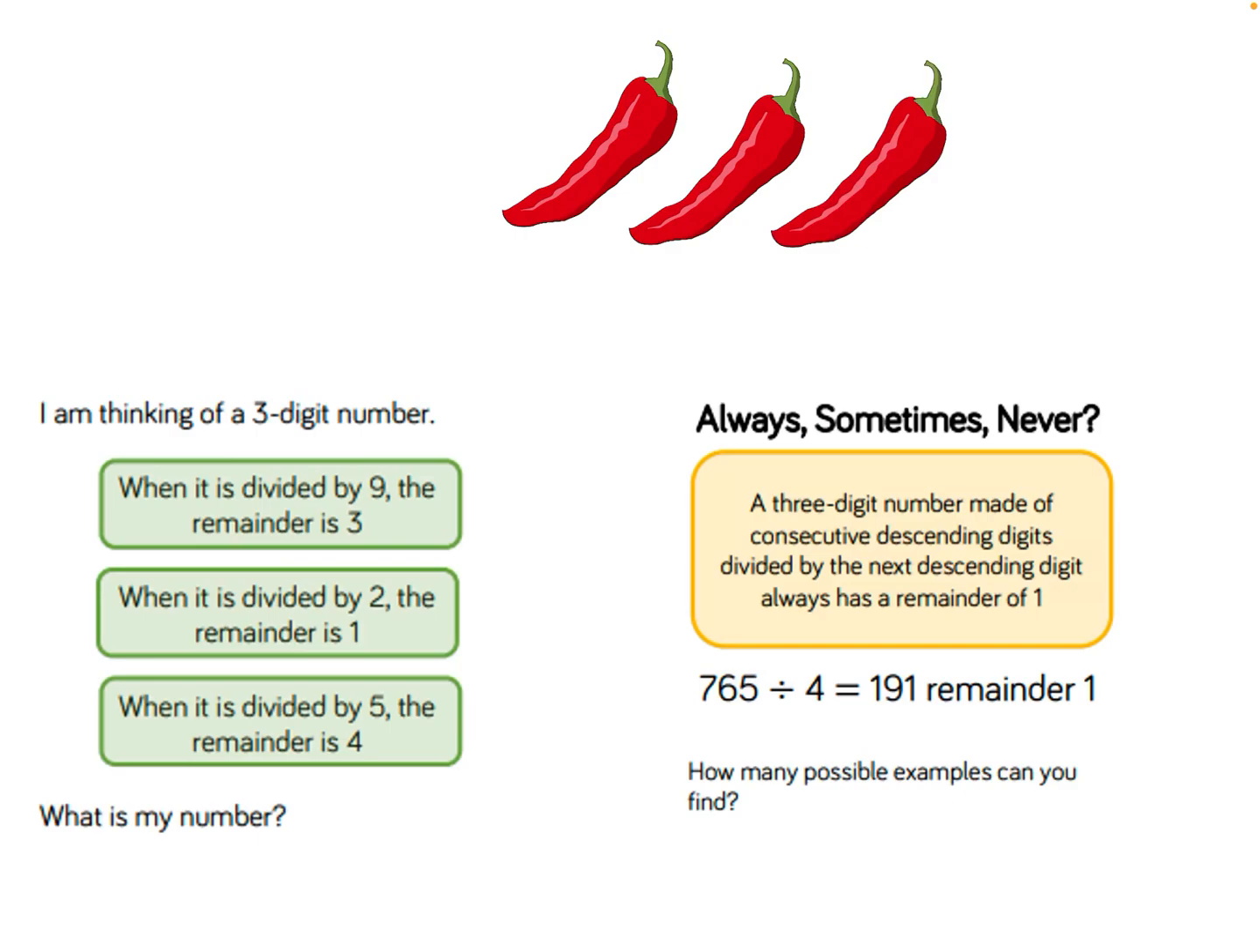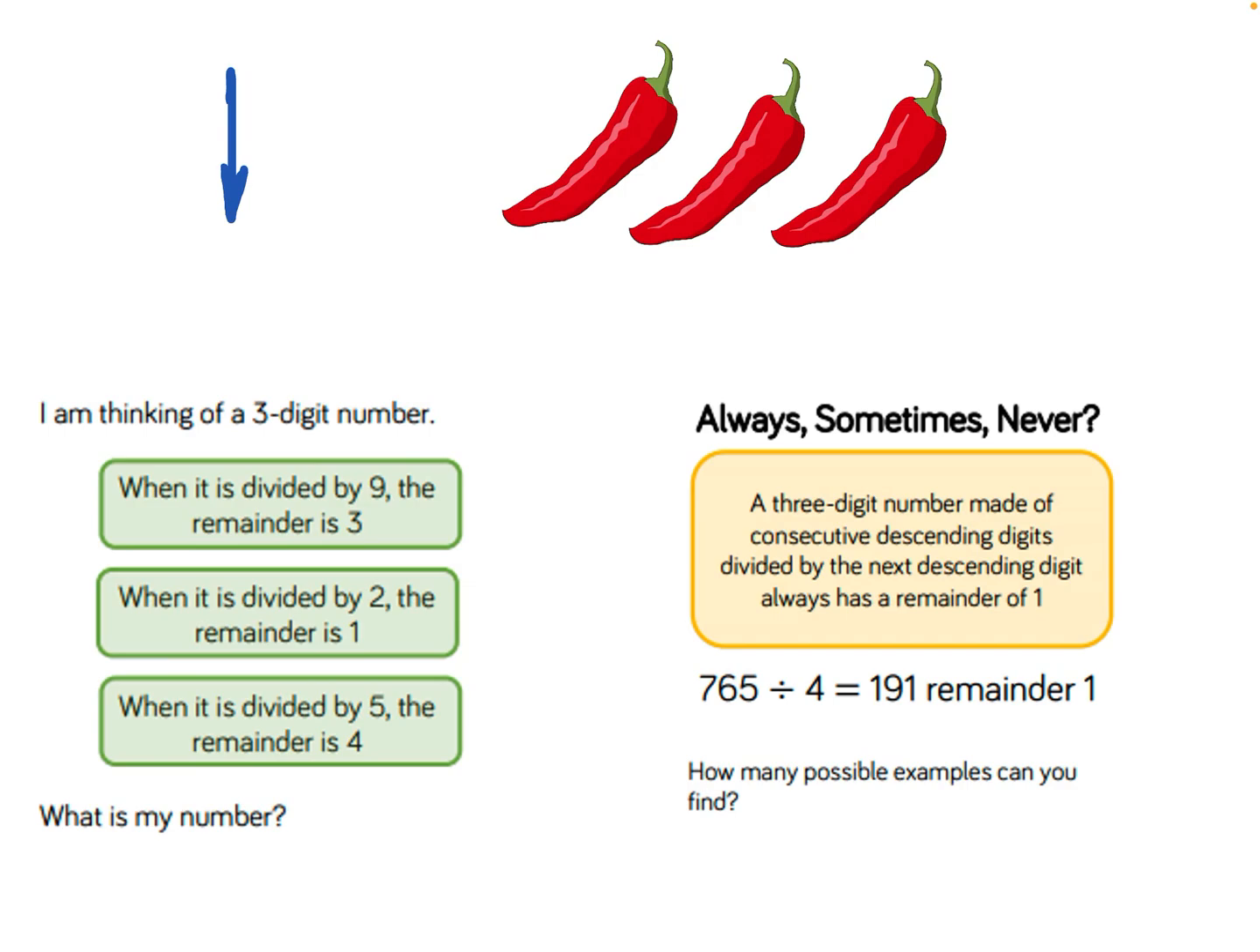And 3 chili, I've got just 2 questions for you. So here we go. I'm thinking of a 3-digit number. When it is divided by 9, the remainder is 3. When it's divided by 2, the remainder is 1. When it's divided by 5, the remainder is 4. What is my number? There are lots and lots of different numbers that it could be. How many numbers can you give me? There's lots of answers to this one. More than 5 different answers.